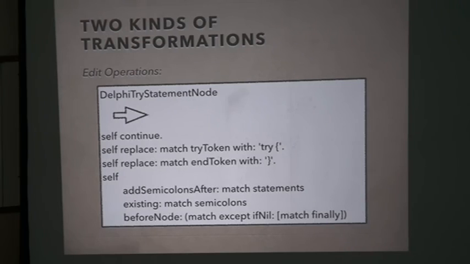So essentially this expression is matching a Delphi try catch expression. And all we're really doing is, the first self-continue means process further down the tree. Then we just replace the try part of the Delphi with a try parenthesis for C-sharp, and a replace part with the ending parenthesis for C-sharp. Then afterwards, we make sure that all the semicolons are added after each expression, because Delphi is a separator-based version and C-sharp is a terminator-based version.